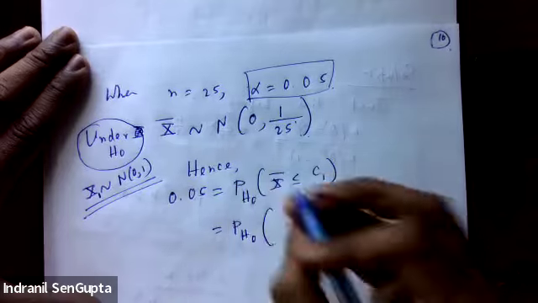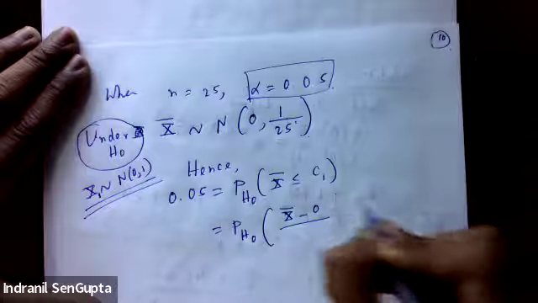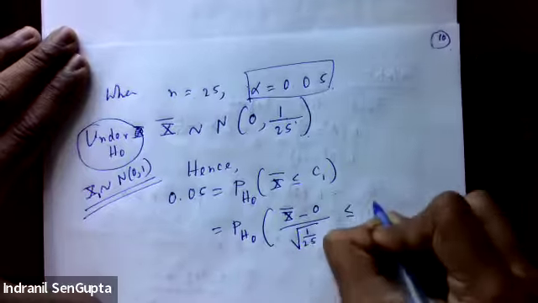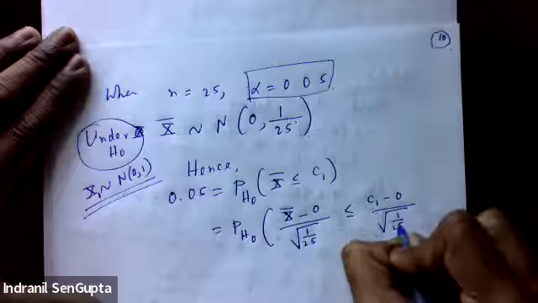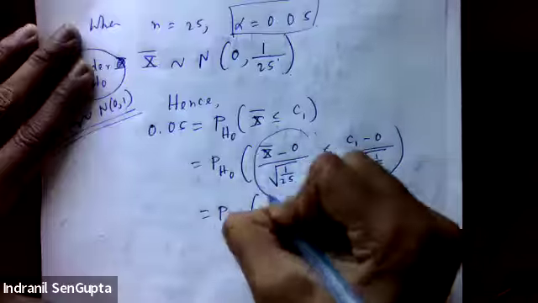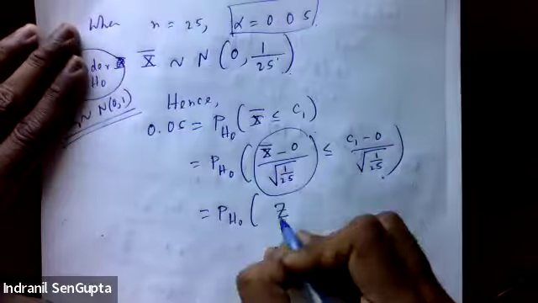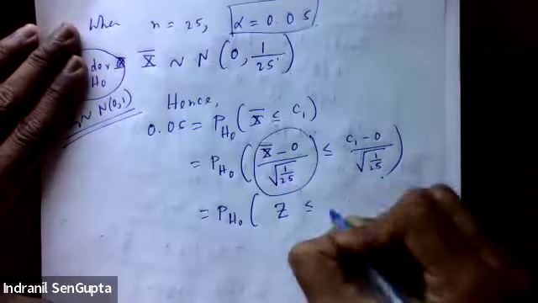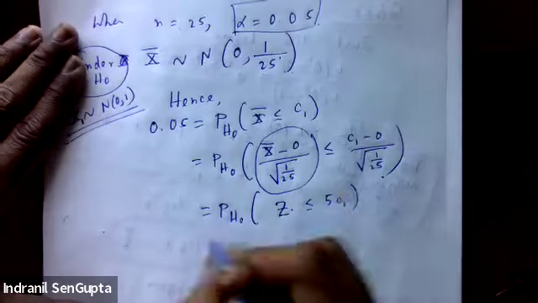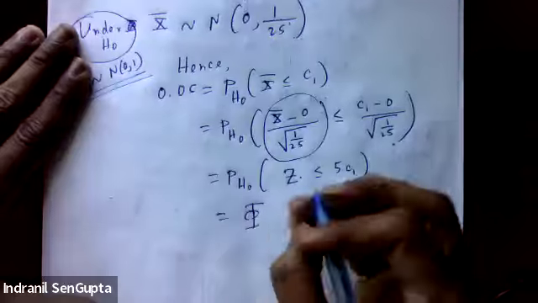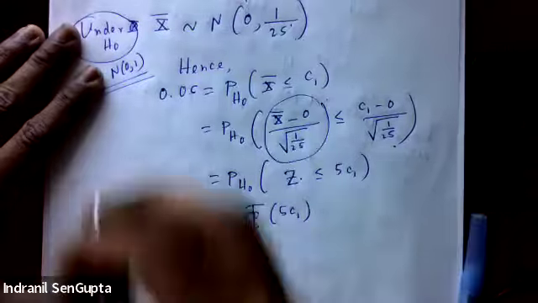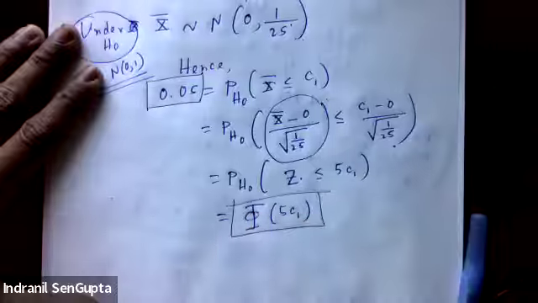So let's write this as the probability under H0. Under H0, it follows a normal distribution. So it's X bar minus 0 over sigma, which is 1 over the square root of 25, less than C1 minus 0 over 1 over the square root of 25. So this is Z, a standard normal, less than 5C1, and that is the CDF at 5C1. So the equation becomes 0.05 equals phi of 5C1.